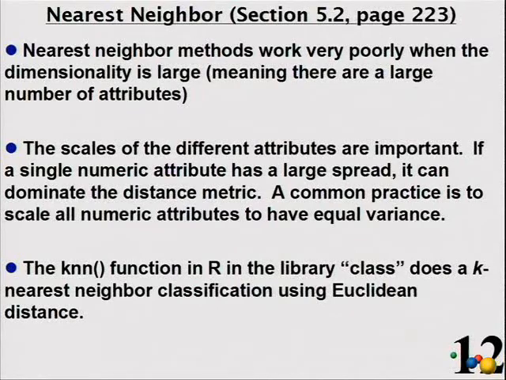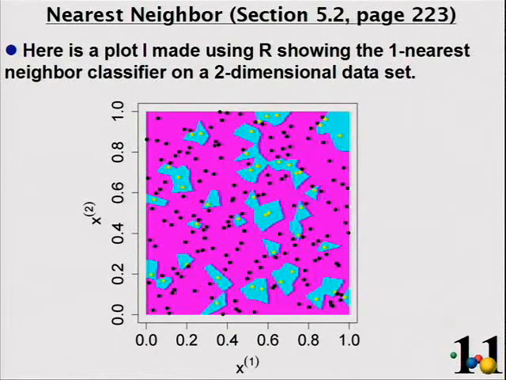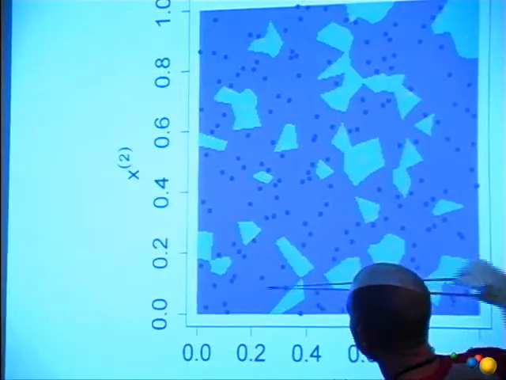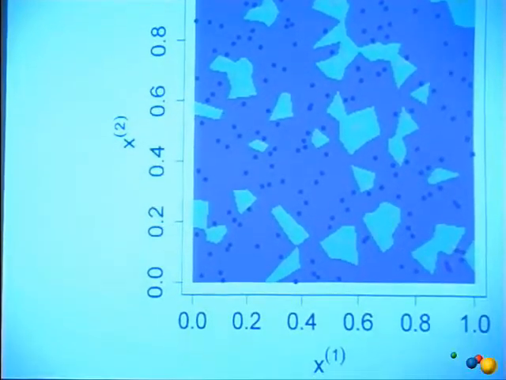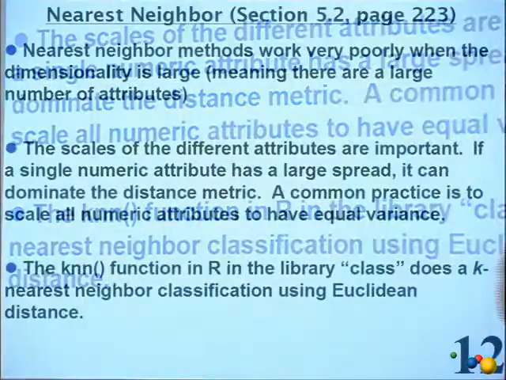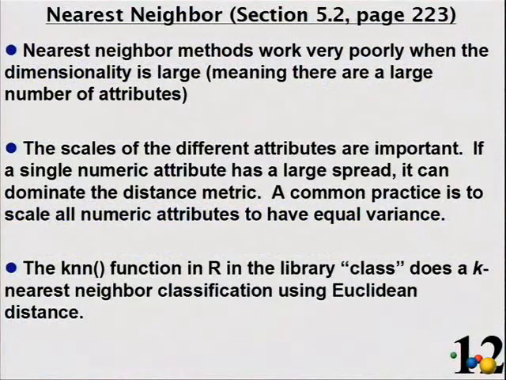So the scales are important. By that, in this picture, it's perfect: x1 lives on 0, 1, x2 lives on 0, 1. The space is sort of evenly filled up. However, you can imagine if x1 lives on 0, 1, but x2 lives on 0, 0.001, then x1 is going to dominate the distance metric. So what people generally do in that case is to scale all the numeric attributes to have equal variance, because you don't want to just have one variable dominating the distance metric just because it has a larger variation.